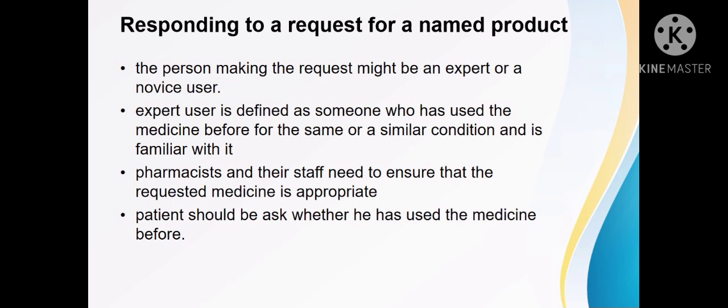How will the pharmacist respond to a patient who is requesting a product? The person making the request might be an expert or a novice user. An expert user is defined as someone who has used the medicine before for the same or a similar condition and is familiar with it. Pharmacists and their staff need to ensure that the requested medicine is appropriate. The patient should be asked whether he has used the medicine before.